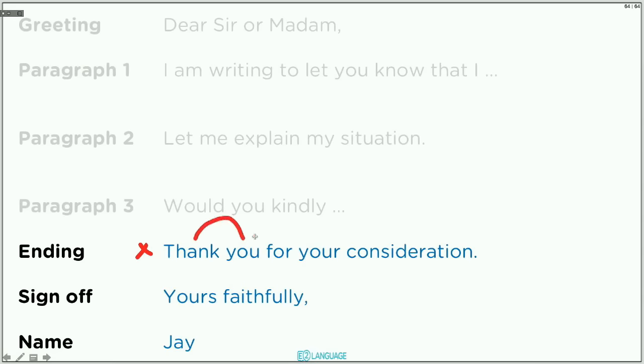Thank you for your consideration. Okay? Memorize that phrase, full stop. It's perfect. That is perfect English. Thank you for your consideration. Memorize this. Yours faithfully, comma. And then just put your name, remember to put a capital letter, okay? Thank you for your consideration. Yours faithfully, Tom, Mary, whatever your name is.